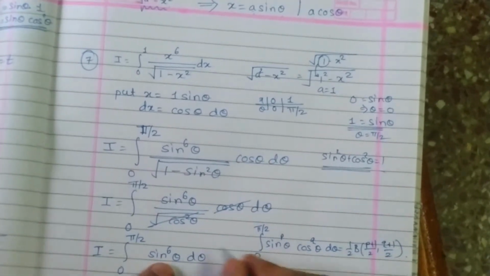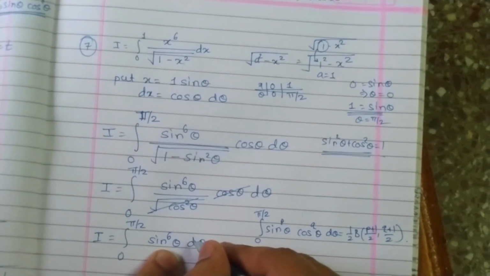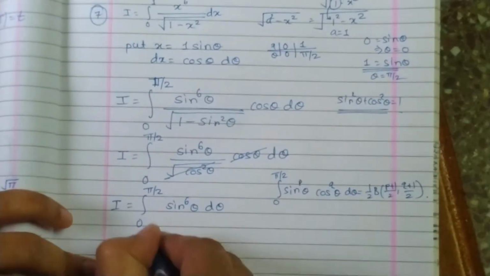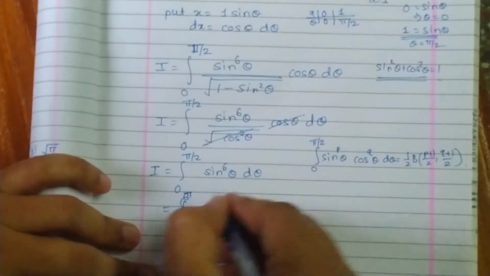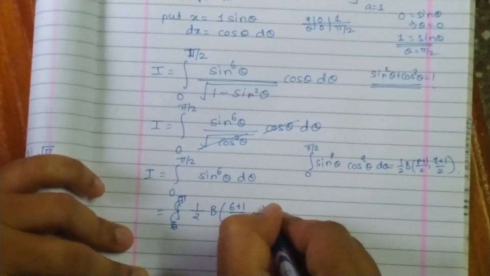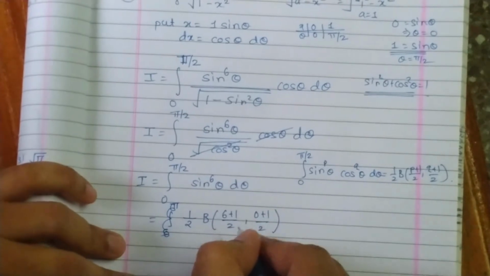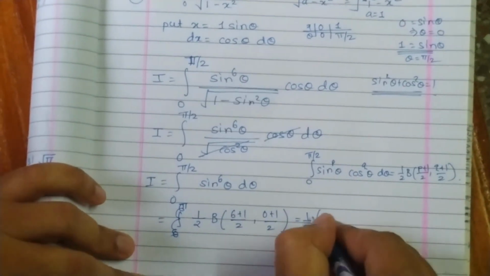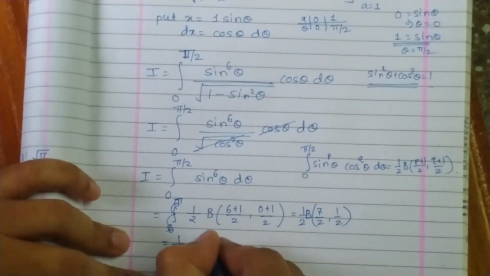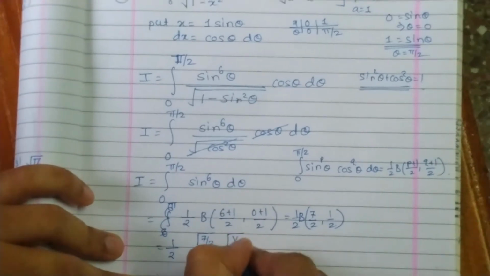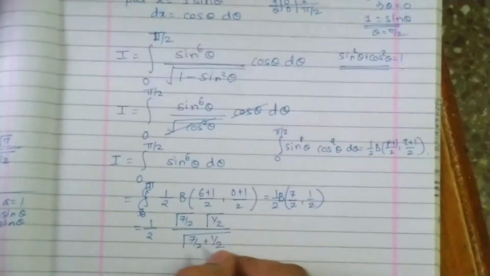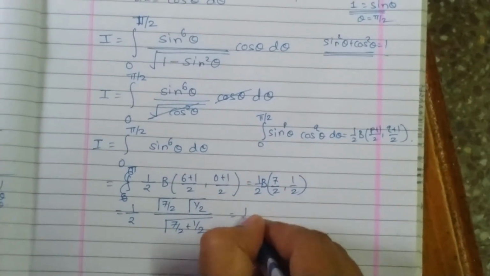Okay. Now you can see p is 6 and q is not present, so it is treated as 0. So hence I apply this property here directly: 1 by 2 beta of 6 plus 1 by 2 comma 0 plus 1 by 2. 6 plus 1 by 2 is 7 by 2. So this is 1 by 2 into beta of 7 by 2 comma 1 by 2. So hence my answer is 1 by 2 gamma of 7 by 2 gamma of 1 by 2 divided by gamma of 7 by 2 plus 1 by 2. 7 plus 1 is 8, 8 by 2 means 4. So hence I am getting 1 by 2.